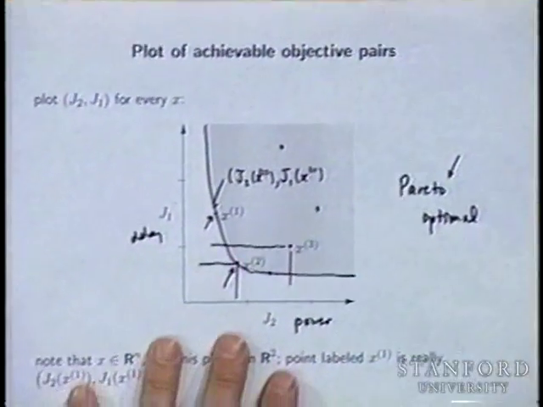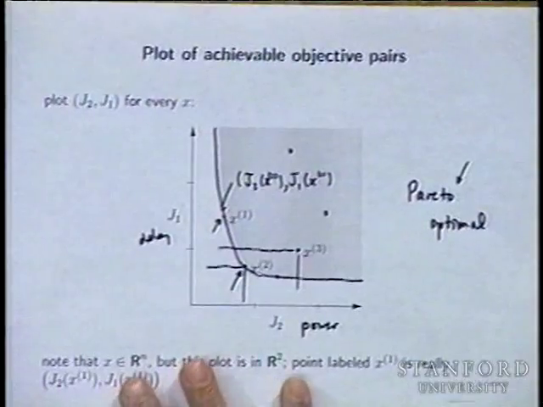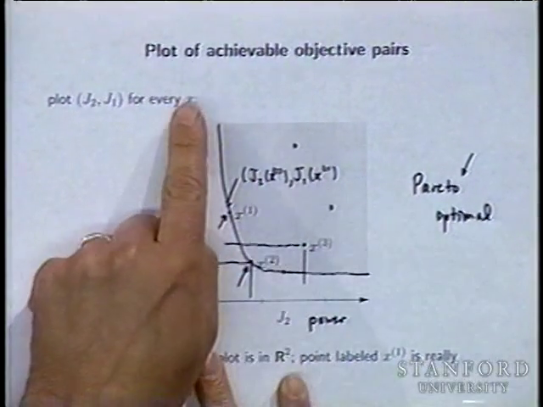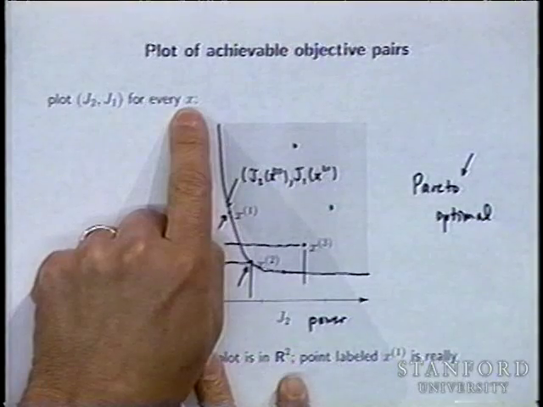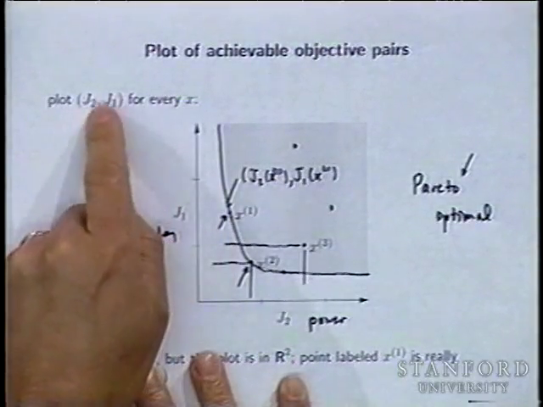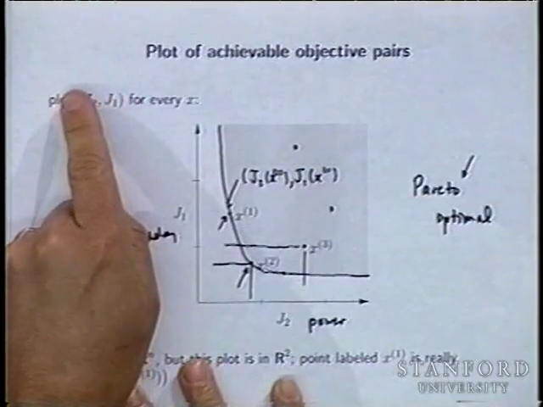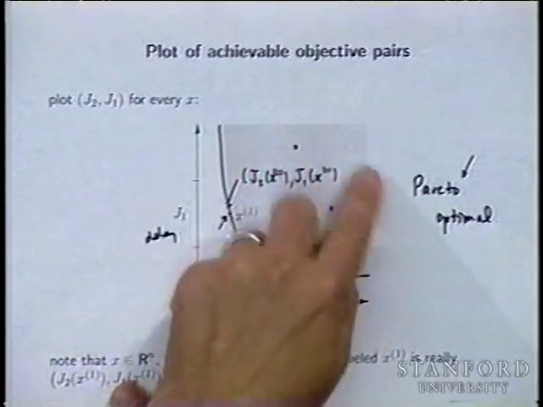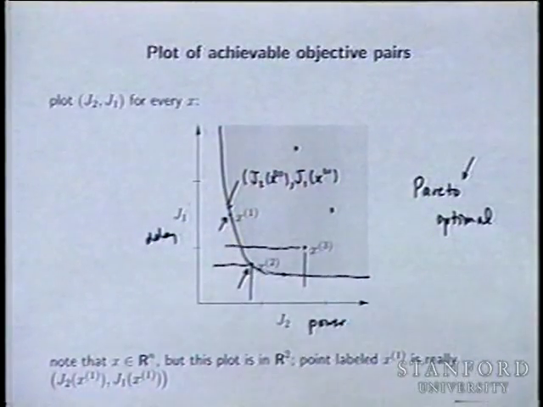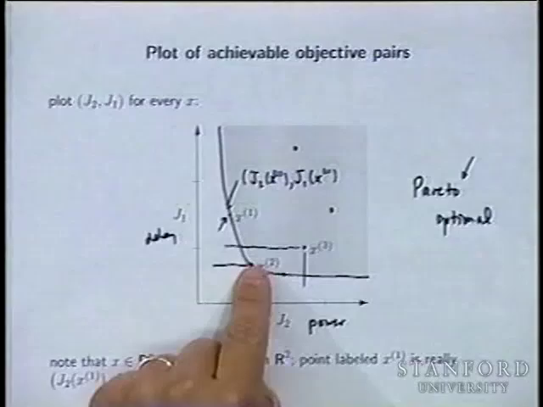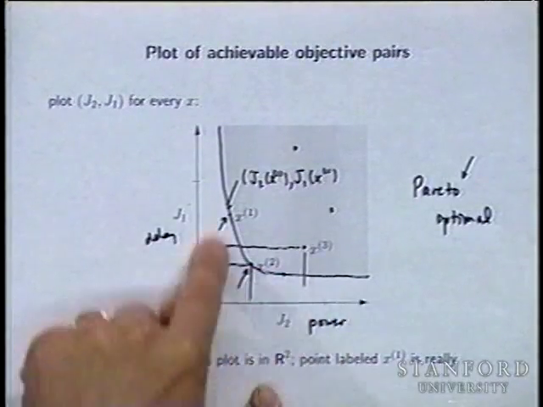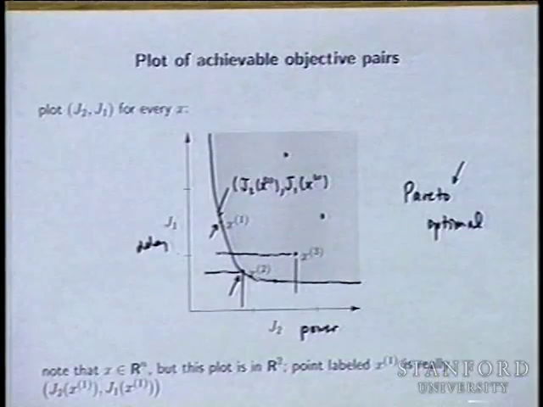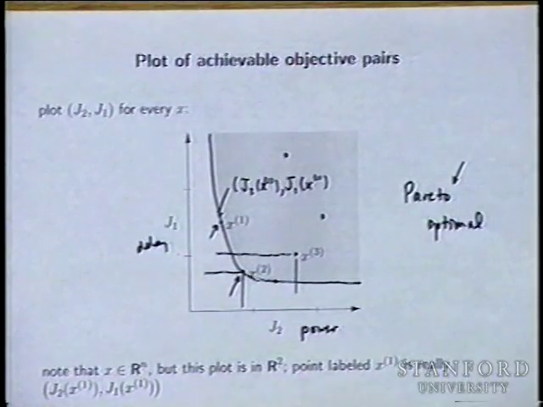So we started looking at that last time, and as a thought experiment, we did the following. We simply took every x in R^n, and we evaluated J1 and J2, the two objectives. Now you want both small. For every x, we simply put a point. So all the shaded region shows you pairs, as we've written it, J2 comma J1, which are achievable. And the clear area here are pairs that are not achievable. We talked about this last time.